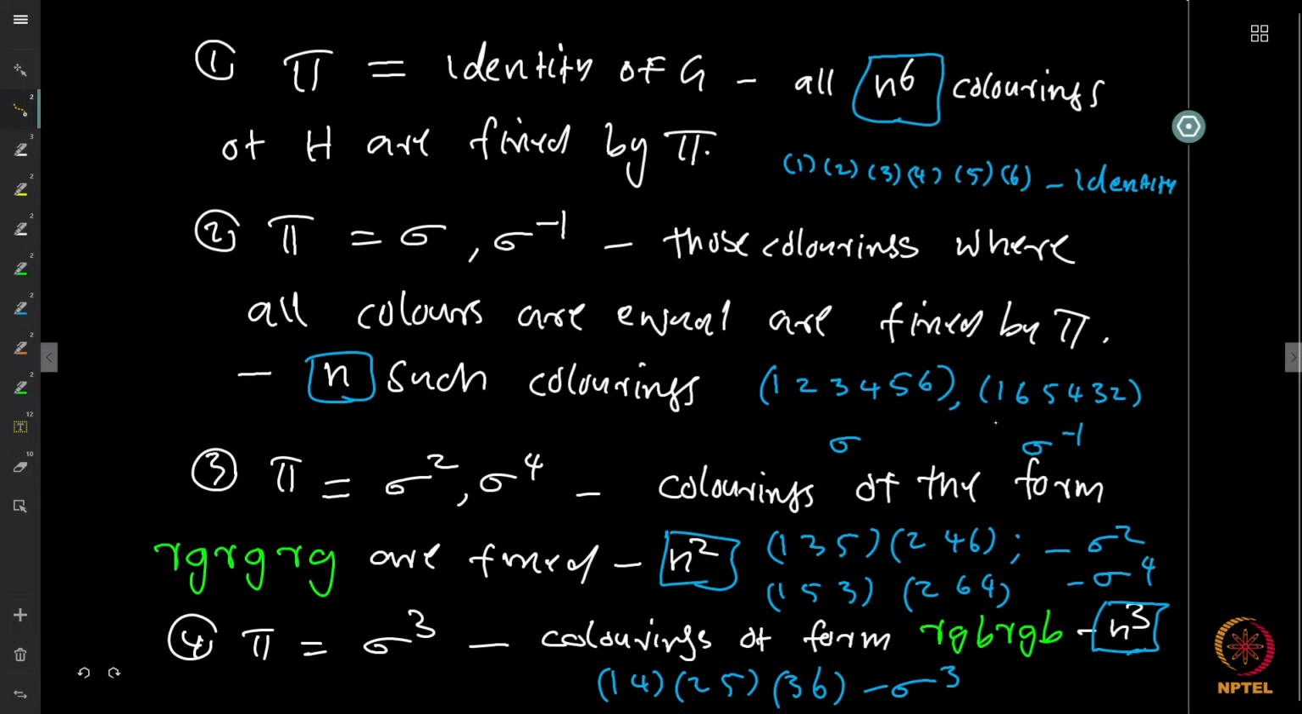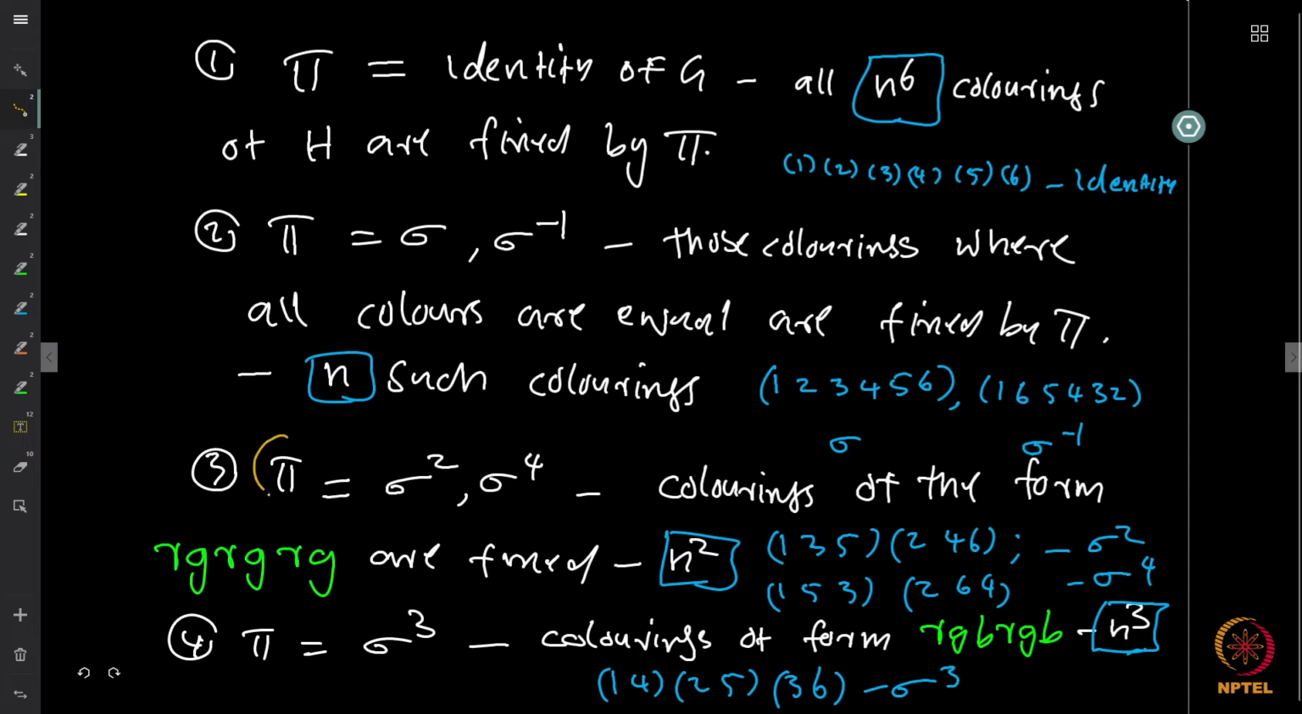Now, what if you look at sigma inverse, which is the rotation in the backward direction, right? So 1 going to 6, 6 going to 5, 5 going to 4, 4 going to 3, 3 going to 2, and 2 going to 1, right? So for sigma inverse, again, the same. If I rotate by 1 all the way backwards, again I want all the vertices getting the same color, otherwise the coloring will not be fixed by pi. So for each of these two, I get n such colorings, right?